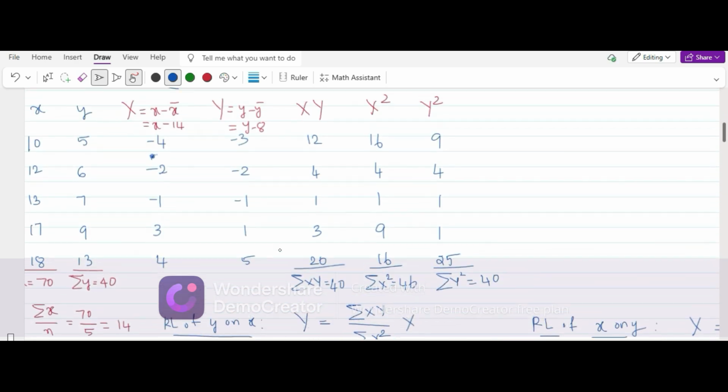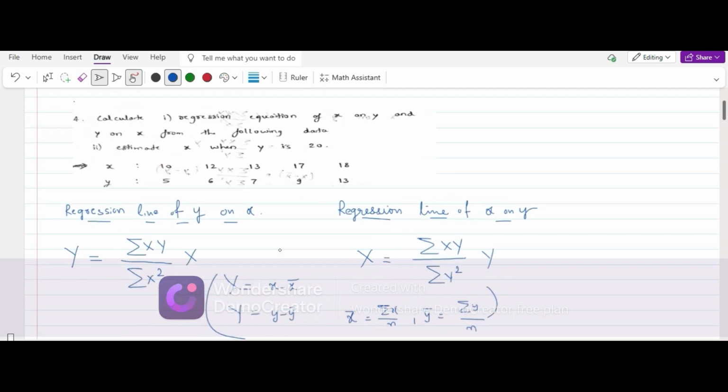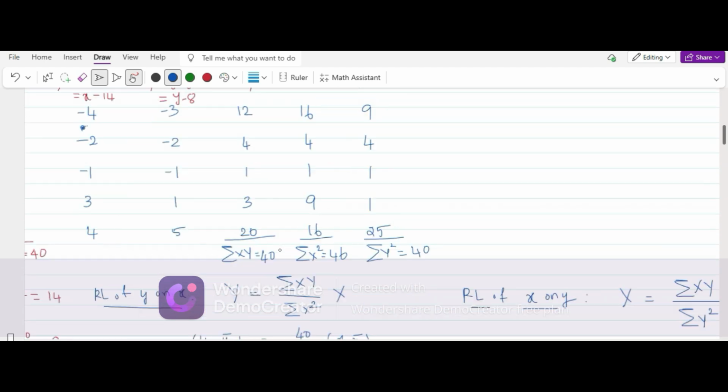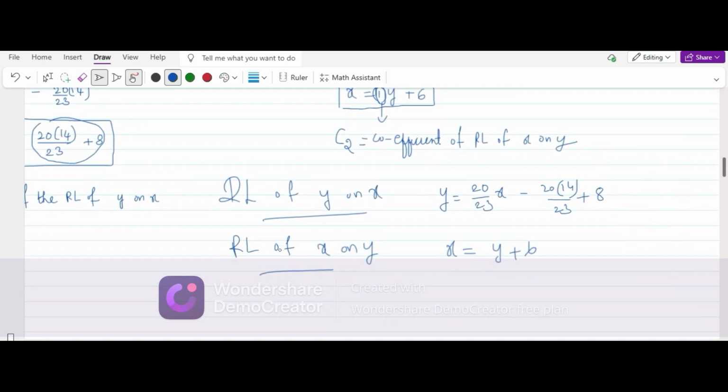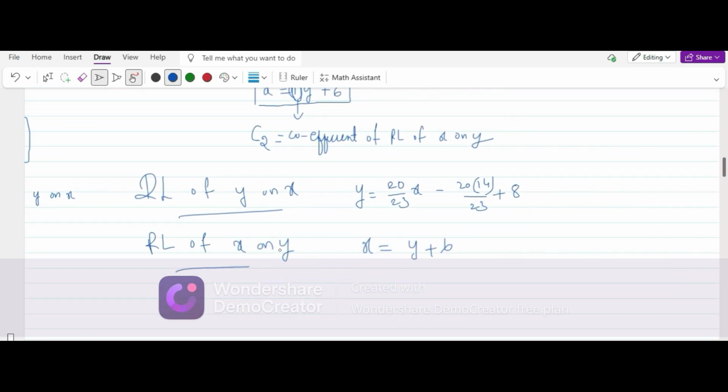That is not all they have asked. Another question has been added. What is it? We have to calculate the value of x when y is 20. That is, the y value is given and we have to calculate the value of x. Which equation will you use then? You have to make use of this equation, because in this equation the y value is given and we have to calculate the value of x. At that stage you have to make use of the regression line of x on y.